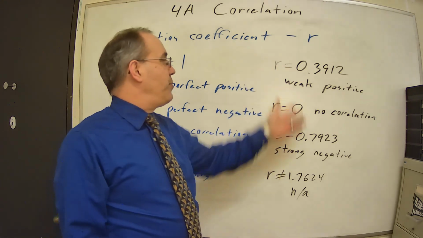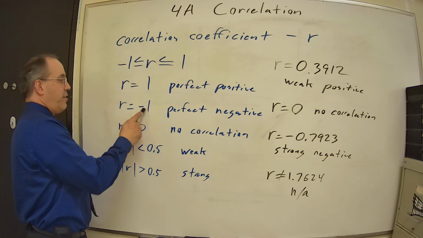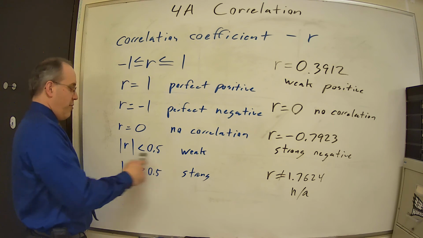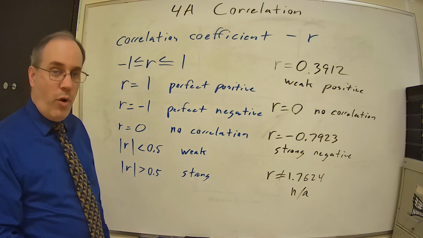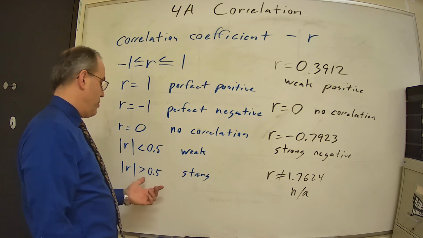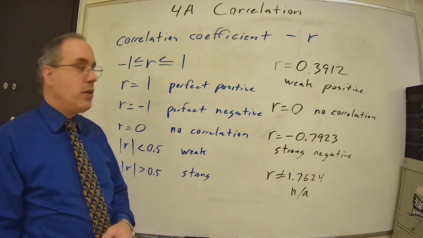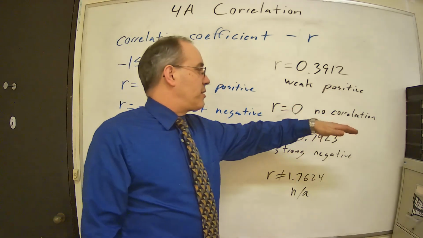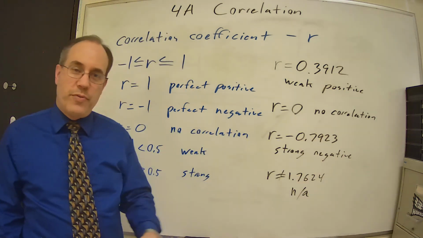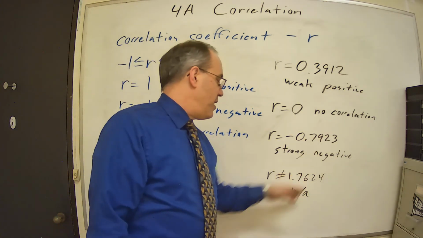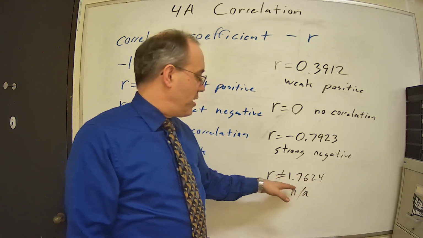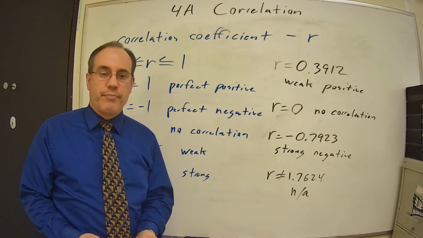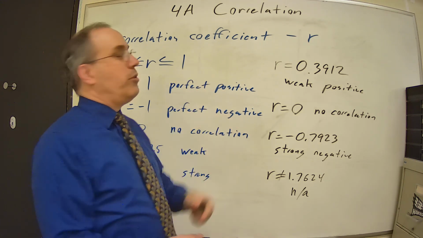How do we interpret them? 1 or negative 1, perfect positive or perfect negative. 0, no correlation. If we're closer to 0 than we are to 1, then we're weak. If we're closer to 1 than we are to 0, then we're strong. You've got to define strong or weak, positive or negative, unless you're having to say directly no correlation or perfect positive or perfect negative. And then make sure that you're not looking at correlation coefficients that are greater than 1 or less than negative 1, because that's impossible. So that's our intro to the correlation coefficient.